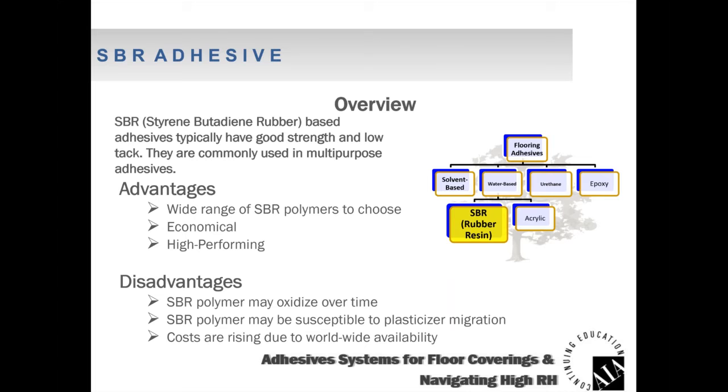Now, while an SBR adhesive is suitable for VCT, vinyl composition tile, and that's a vinyl material, obviously, a majority of that material is calcium carbonate or limestone. Maybe 50 to 70% of the makeup of VCT is limestone. So SBR polymers are just fine for that. But when you get into solid vinyl, homogeneous or heterogeneous tile or sheet, you typically do not use SBR adhesives for those types of flooring.